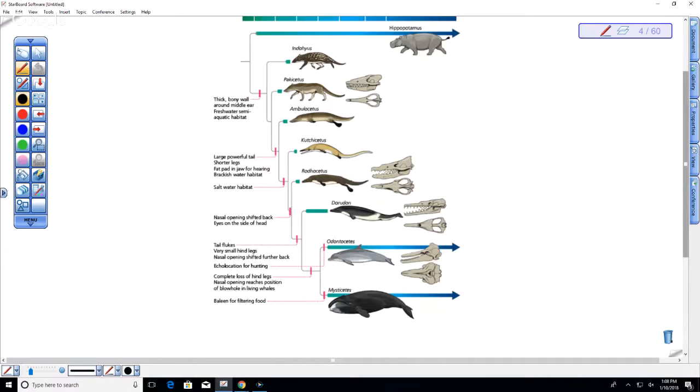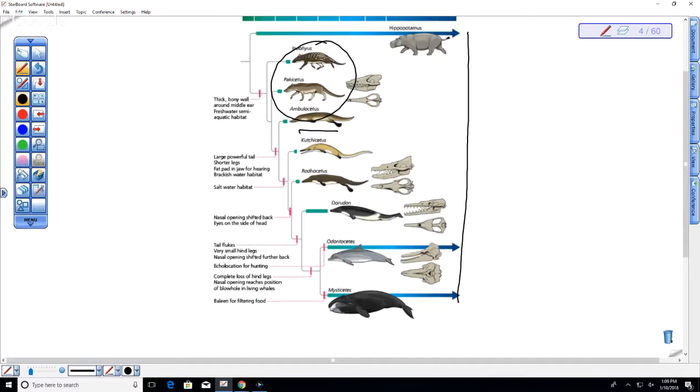So in this particular evolutionary tree, all of these lines that do not make it here are extinct. The hippopotamus and the dolphins and the whales are present day. All of these others are species that are only found in the fossil history. What we see early on is an organism that is terrestrial and then becomes more aquatic. The one that I underlined is called Ambulocetus, which technically means the walking whale.